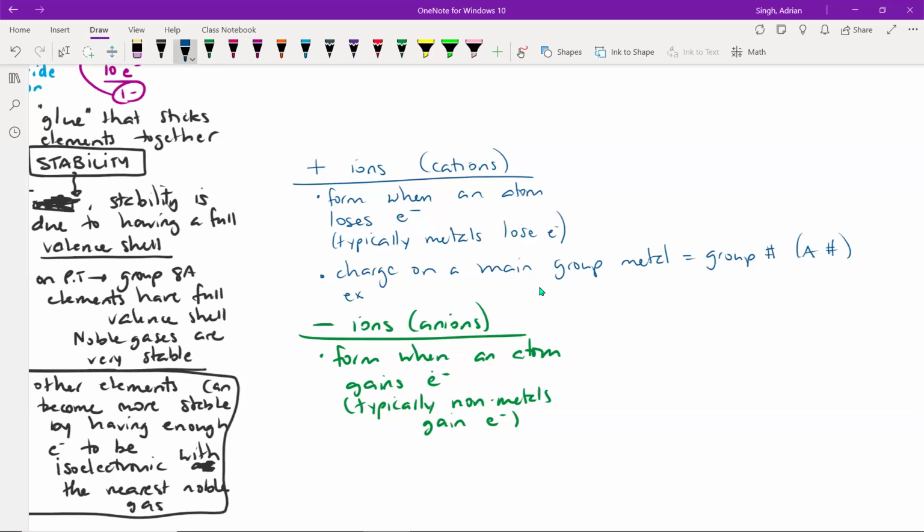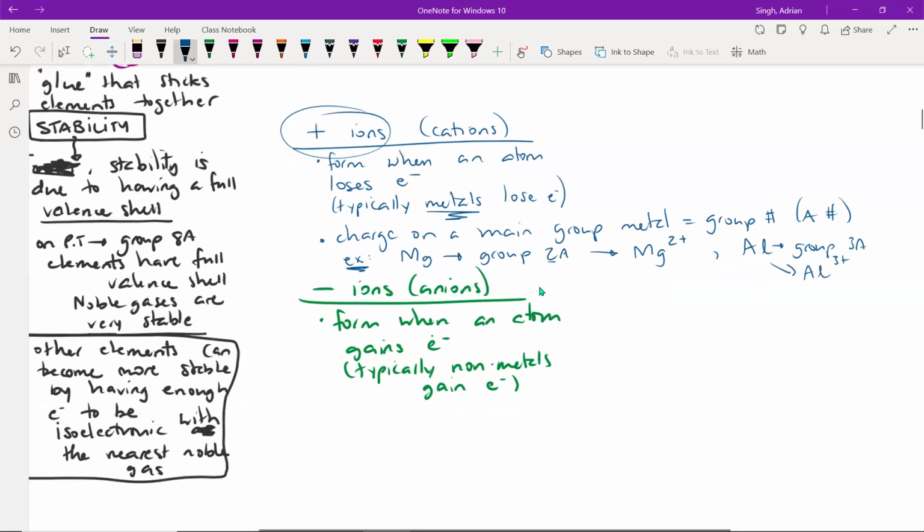So for example, if I'm looking at magnesium, Mg, magnesium is in group 2A. Guess what? Magnesium forms a charge. It's a metal, first of all, right? It will form a cation, positive ion. And what's the charge? It's in group 2A, so it'll be 2 plus. Similarly, aluminum. Aluminum's in group 3A. Guess what? Aluminum forms a 3 plus charge, right? Metals form positive ions. And we can use the group number to help us figure that out.